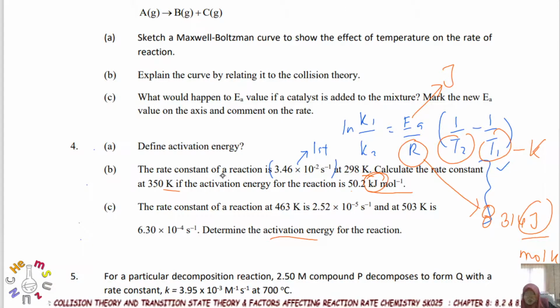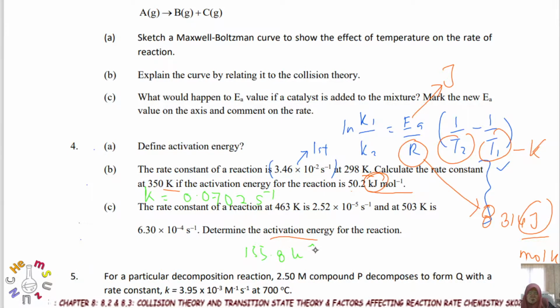Okay, bila you calculate yang ini, you akan dapati nilai rate constant K ni is equal to 0.0702 per second. And then activation energy yang ini you akan dapat 155.8 kilojoule per mole. Okay. So I think that's all for today.